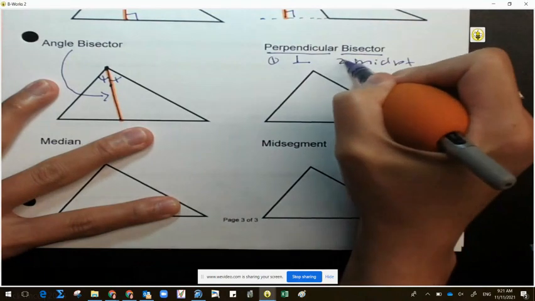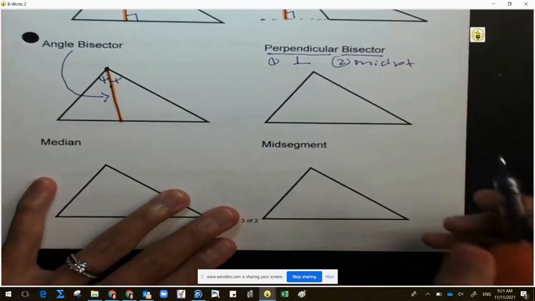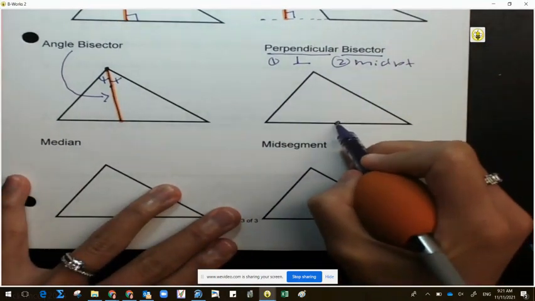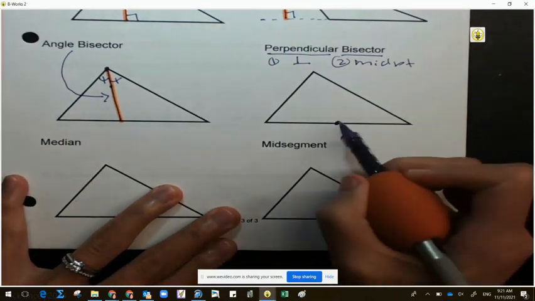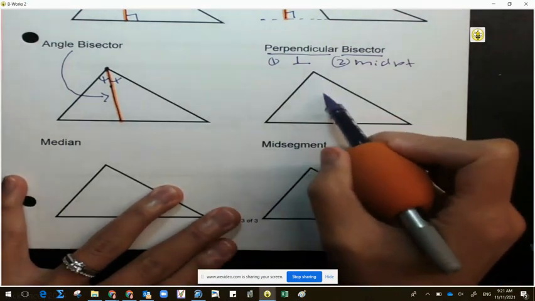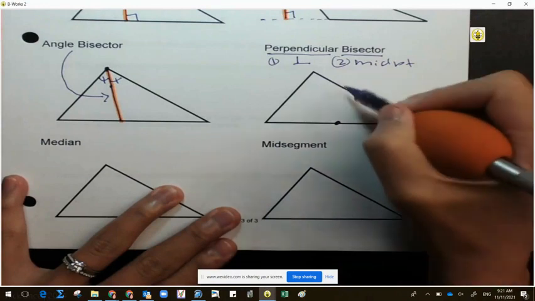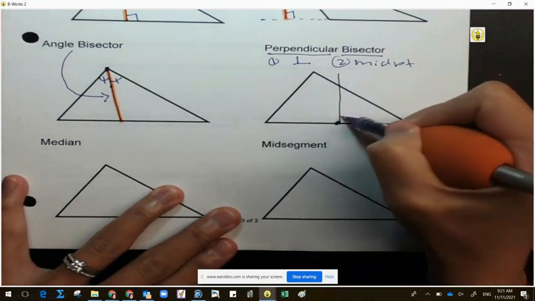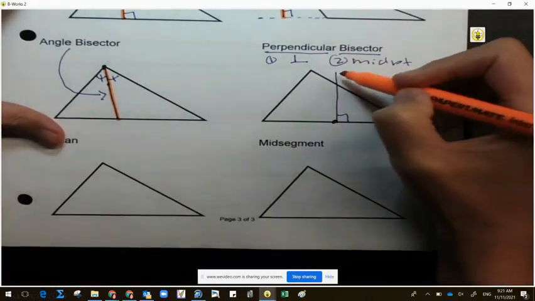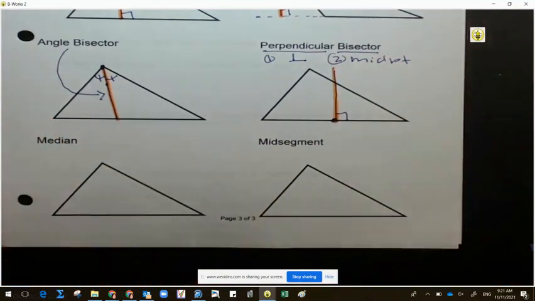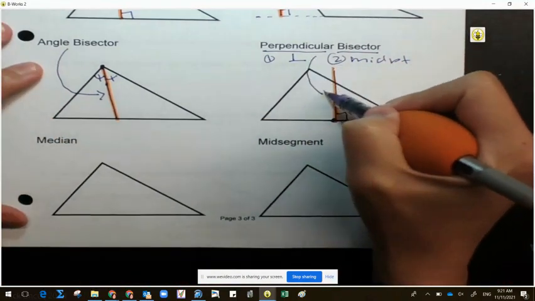So two things are happening. I'm going to start with the midpoint. Here's my midpoint. Does that mean it has to go through the vertex for it to be perpendicular through this? No, it has to go straight down. And that is our perpendicular bisector. Voila.